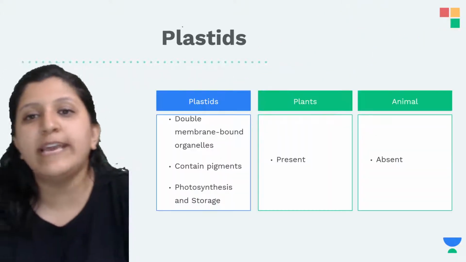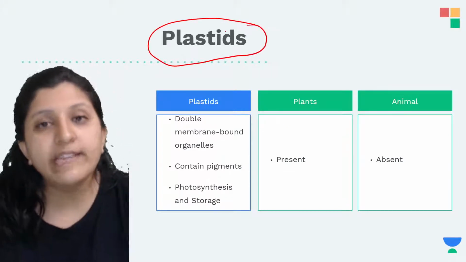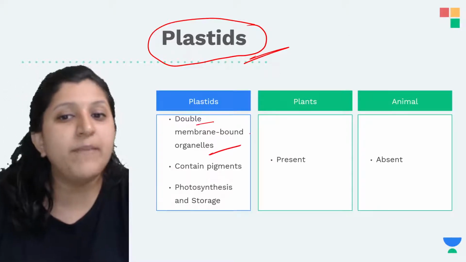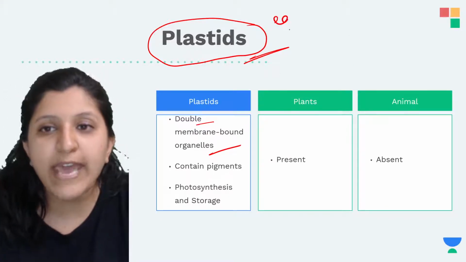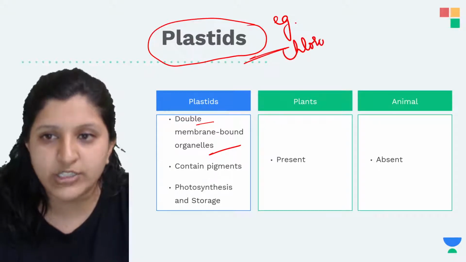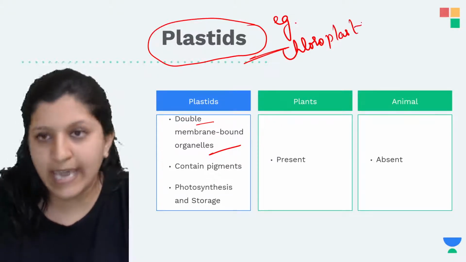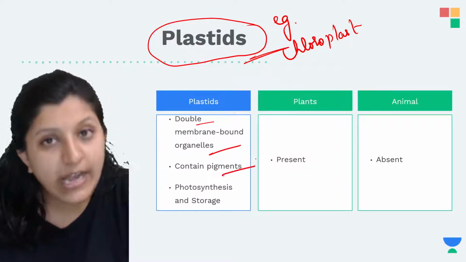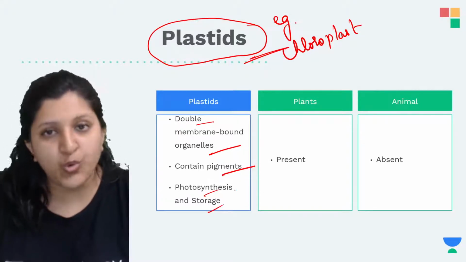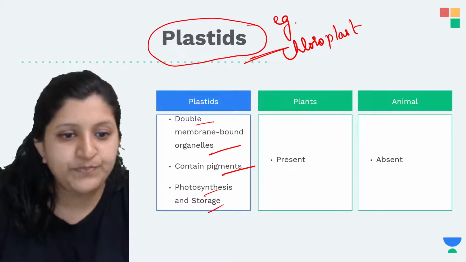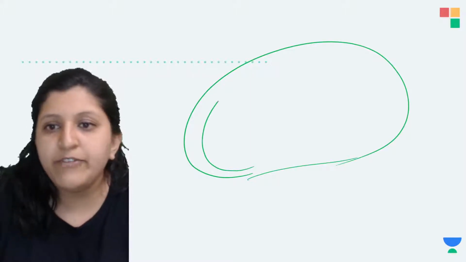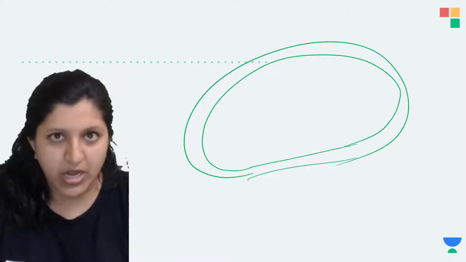So moving on to the next one, plastids. What all are the different plastids that you find? This one is a double membrane bound organelle. One of the examples we can take is a chloroplast. A double membrane bound organelle, it will contain a pigment, photosynthesis and storage. So let's draw one of the main organelles, that is a chloroplast, which is a double membrane bound structure.